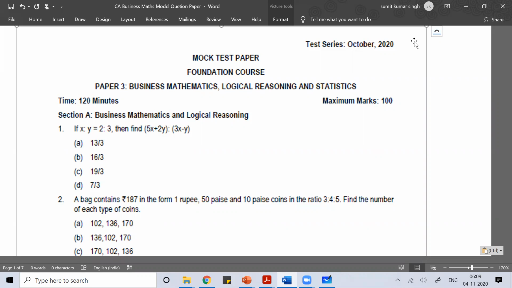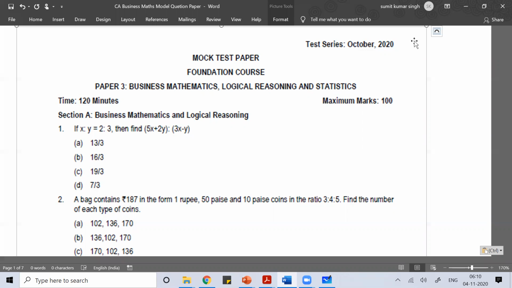Students, I believe that you are well aware of the pattern for the exam, and you know that you're going to attempt an objective type exam where you will get 40 marks questions of business mathematics, 20 marks questions of logical reasoning, and 40 marks questions of business statistics. Compared to the other subjects, business mathematics is considered to be the difficult subject.